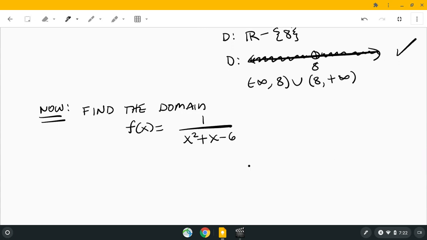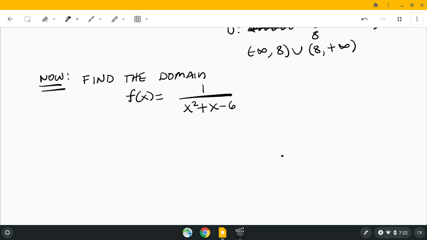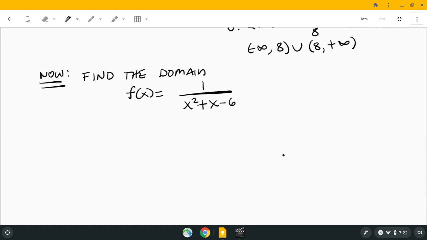So you're basically trying to solve this quadratic. And we looked at how to solve quadratics in the previous section, in the 5.9. So here's the work. X squared plus x minus 6. We don't want that to be 0, so we're going to solve this. We solve it by factoring.